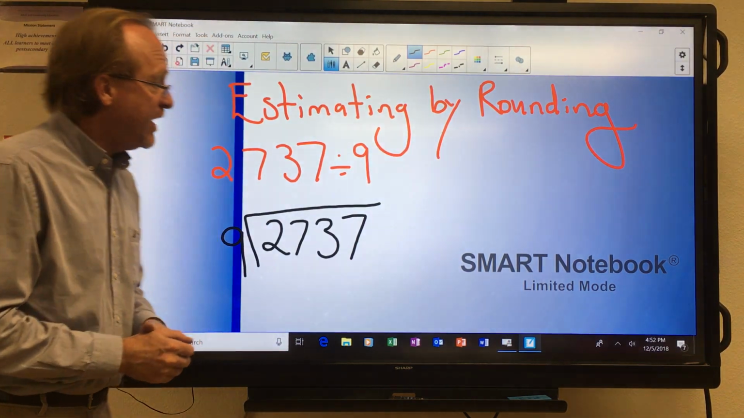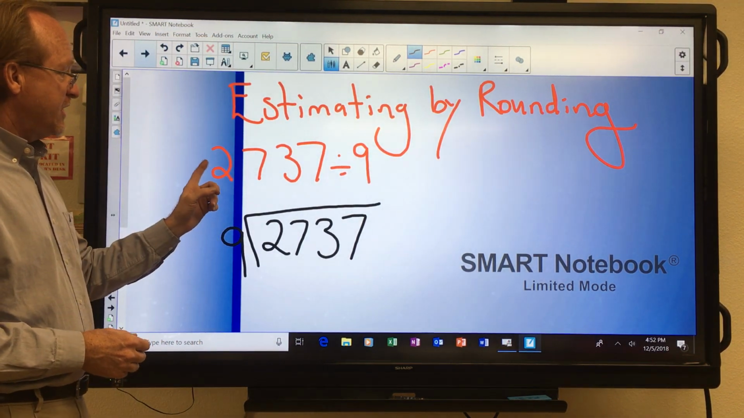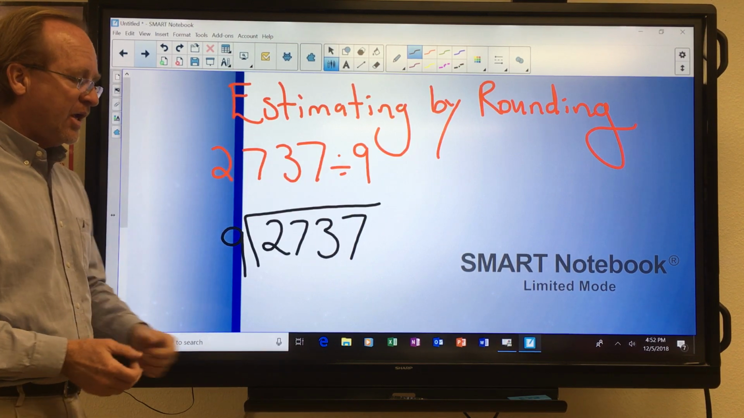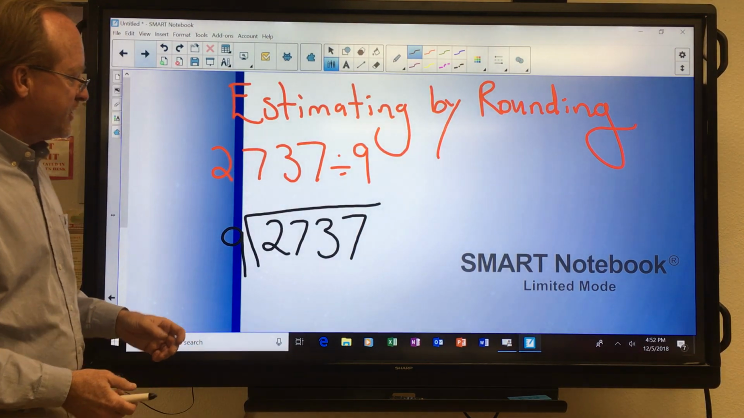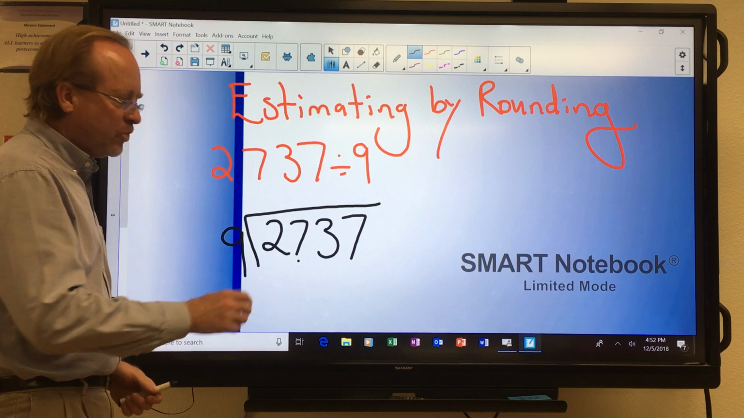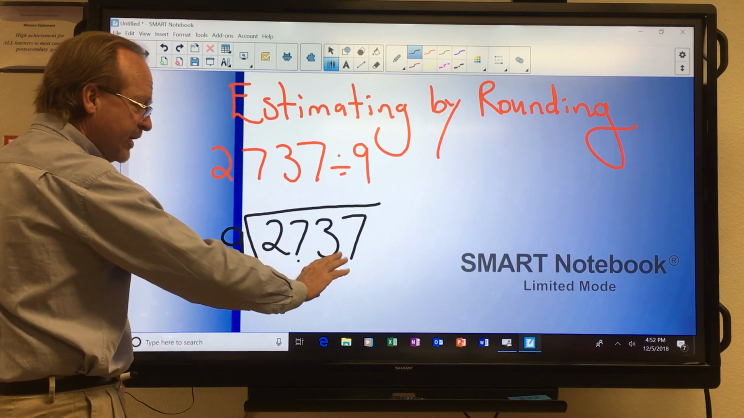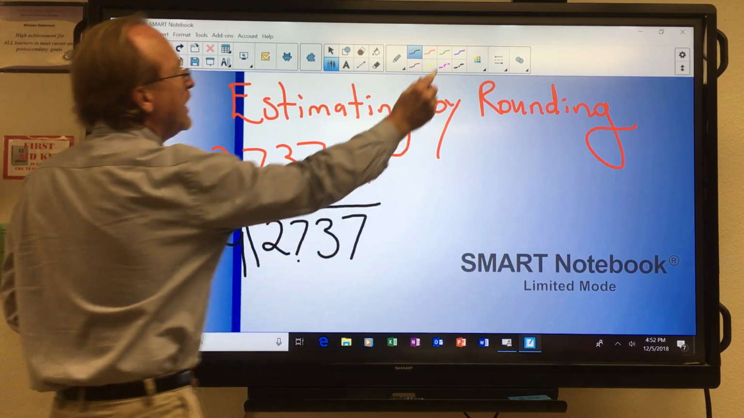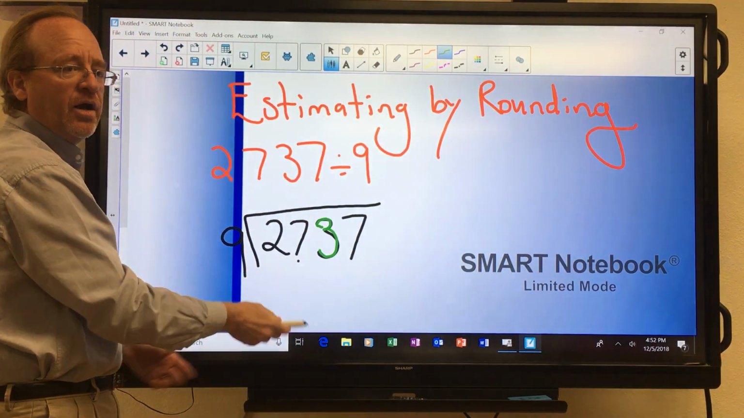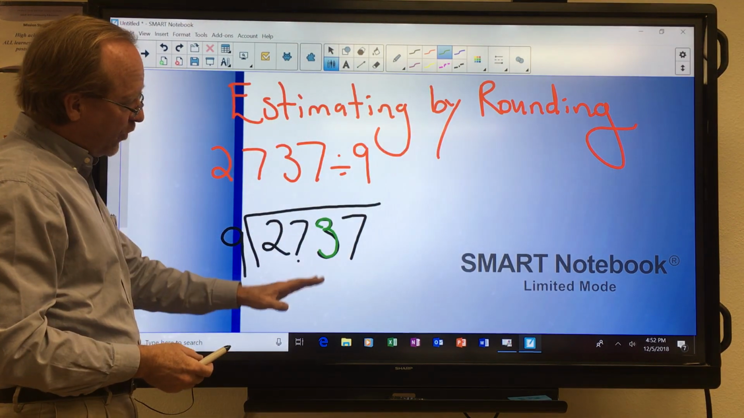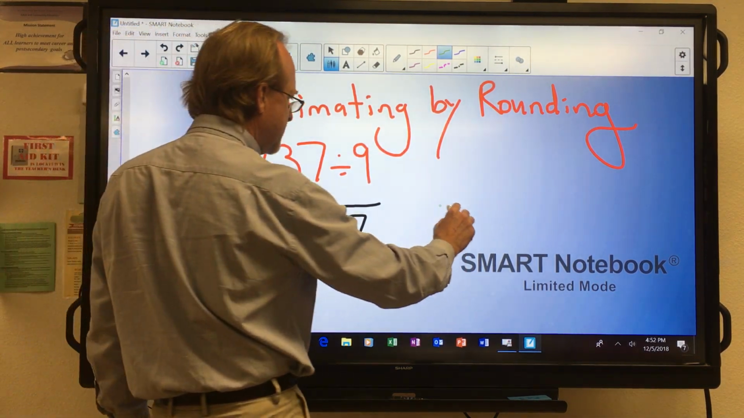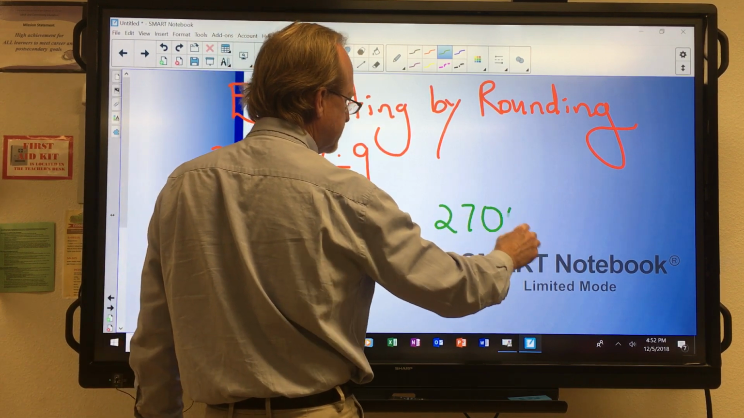You can do estimating by rounding, and the example in the book they show is 2,737 divided by 9. And we'll round off to the nearest 100. So I'm going to look at the 7 position, and the rule is you look one to the right. If this number is 5 or higher, the number bumps up. If it's 4 or lower, you hold. So because it's a 3, this becomes 2,700.